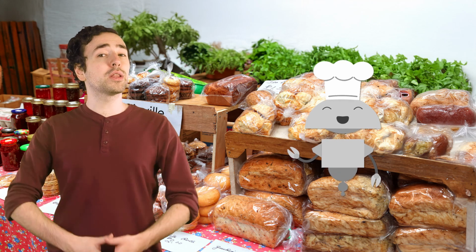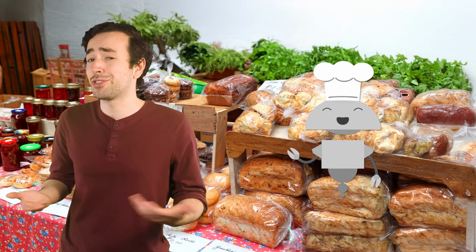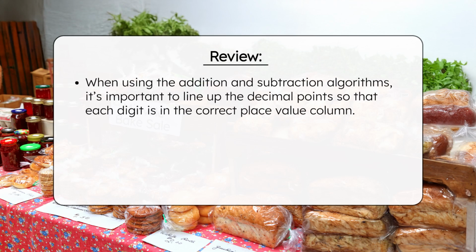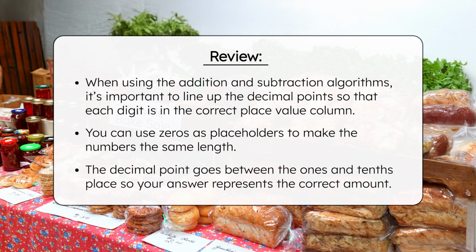So, what did we learn today, besides the fact that we can't always rely on our phone calculators to do the math for us? Well, now you know that when using the addition and subtraction algorithms, it's important to line up the decimal points so that each digit is in the correct place value column. You can use zeros as placeholders to make the numbers the same length. You also know the decimal point goes between the ones and the tenths place, so your answer represents the correct amount.